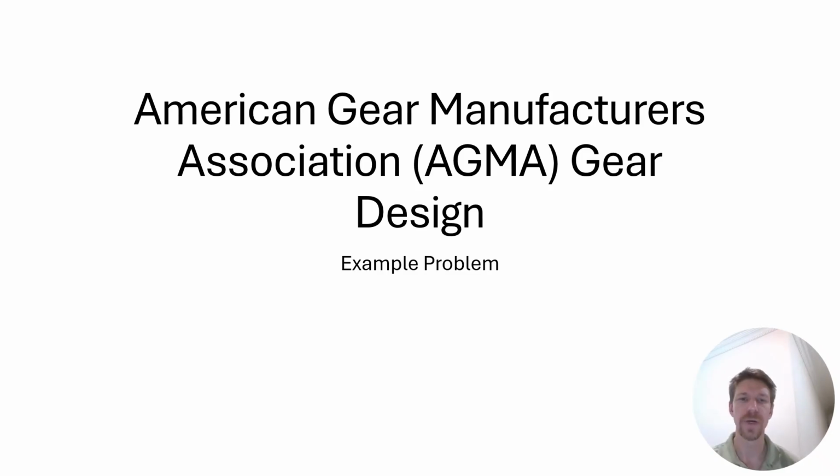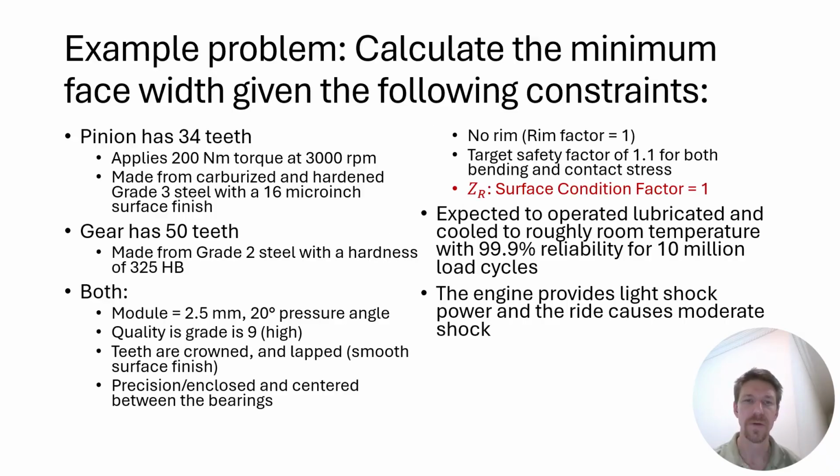We're going to walk through an example problem based on the American Gear Manufacturers Association AGMA gear design. We have all these details for this problem and the interaction of the two gears. For example, the pinion has 34 teeth. It applies 200 newton meters of torque at 3,000 RPM. We need all those details.